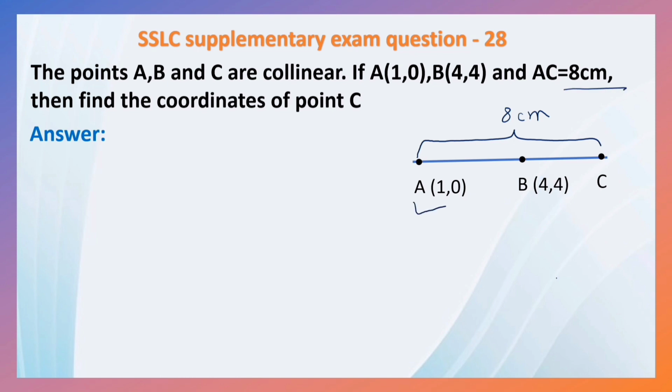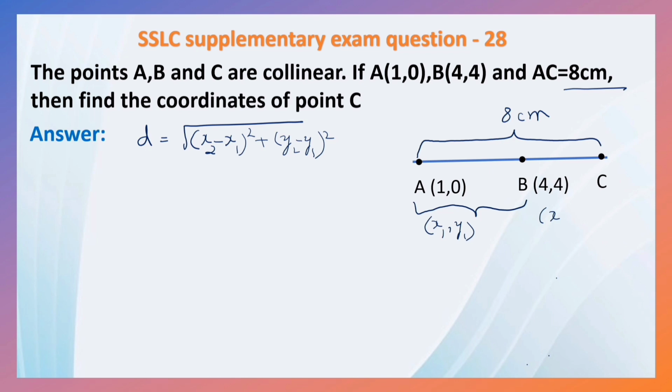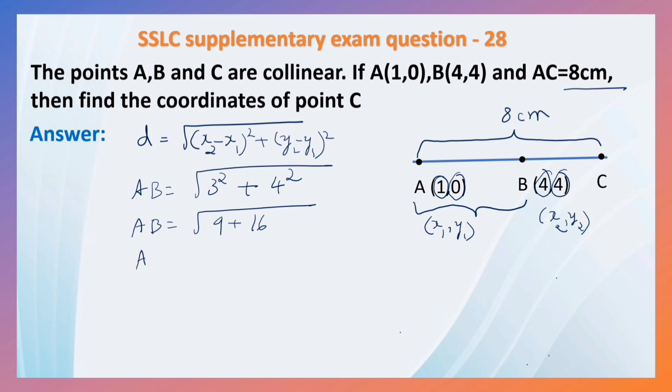Here we can find the distance between AB by using the distance formula, that is equal to square root of x2 minus x1 the whole square plus y2 minus y1 the whole square. Let this point be x1, y1 and this be x2, y2. So AB is equal to, x2 is 4, x1 is 1, 4 minus 1, that is 3 square. y2 is 4, y1 is 0, 4 minus 0, 4, the square. So AB is equal to square root of 9 plus 16. So AB is equal to square root of 25. AB is equal to 5 centimeter.